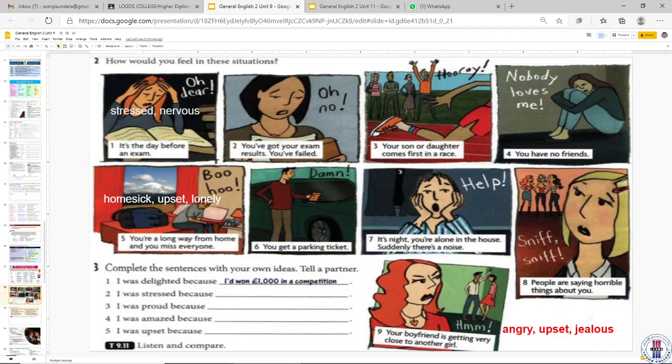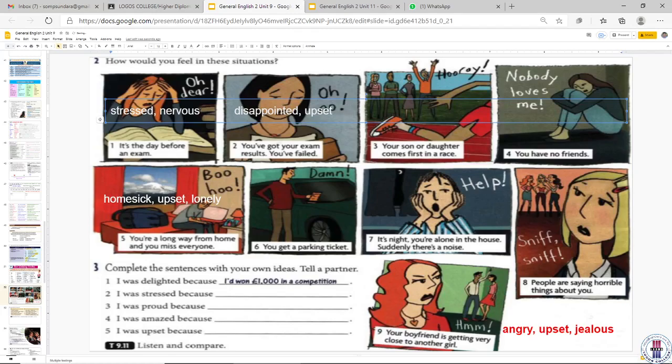So these pictures ask you, how would you feel in these situations? Number one, it's a day before an exam. You would probably feel stressed or nervous. And you can have multiple feelings here, not just one. Number two, you've got your exam results and you failed. Here you would probably feel disappointed. I hope this doesn't happen to anybody. You could probably feel upset too. I'd be mad.